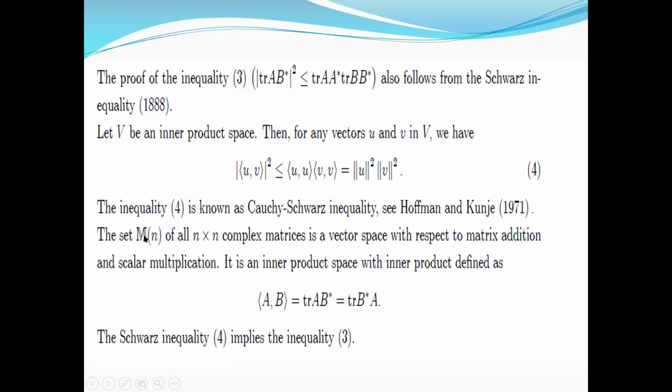Now, this set Mn of all complex n by n matrices is a vector space and is an inner product space with the inner product defined like this. This inner product of A, B is trace AB star, or trace B star A. The Schwarz inequality 4 then implies this inequality. Why? Here we have trace AB star mod square, and this is trace AA star, this is trace BB star.